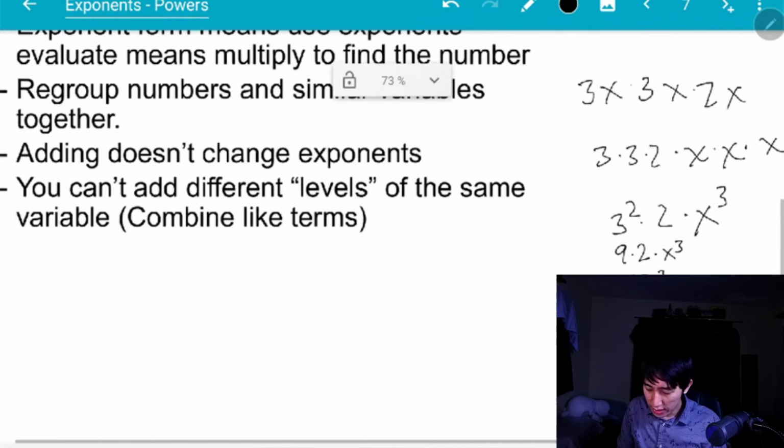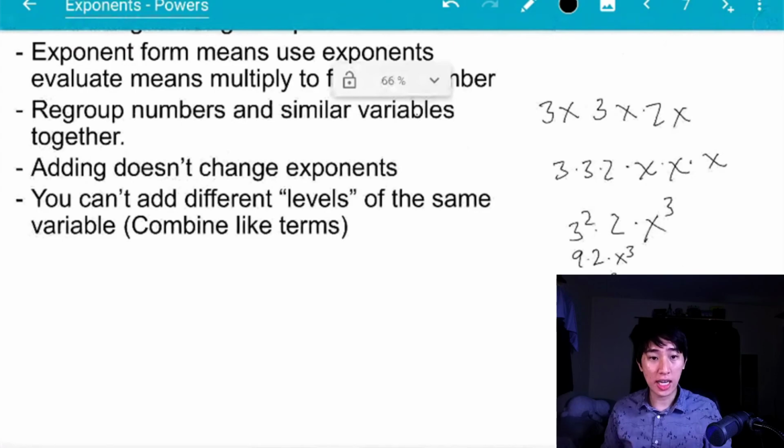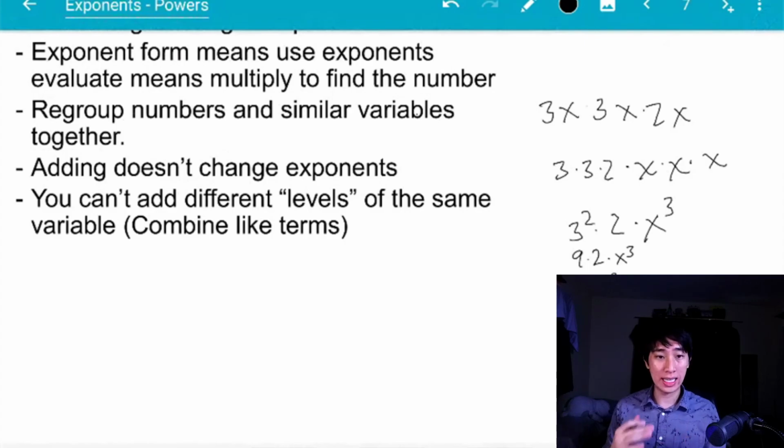And then finally, adding doesn't change exponents, it only changes coefficients, and you cannot add different levels of the same variable. It's like the whole parents and kids thing. They're different generations, you can't do it. Okay, that's the main basics behind exponents. Please make sure you understand the general gist, because it makes life a lot more difficult if you're constantly mixing up multiplication and exponents.